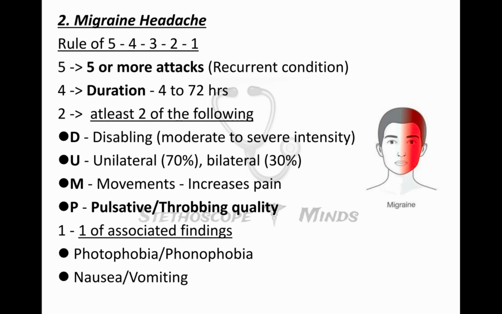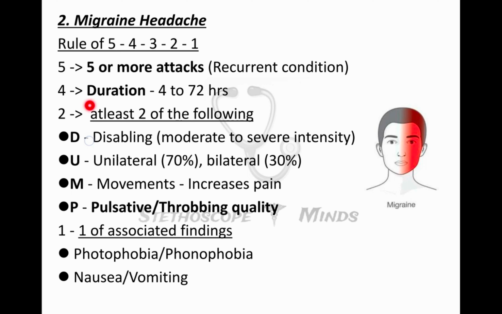Now let's check the topic of migraine headache. Just remember the rule of 5, 4, 3, 2, 1. 5 means 5 or more attacks. That means a recurrent condition. 4 is the duration, which means 4 hours to 72 hours. And there is no rule of 3. I just added the 3 as a mnemonic to remember.